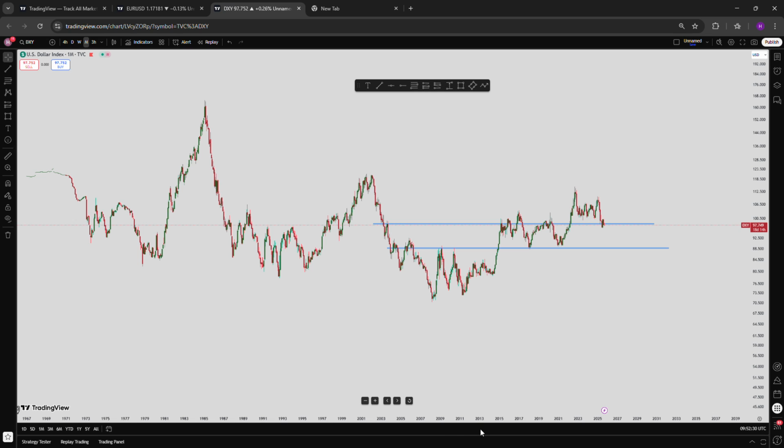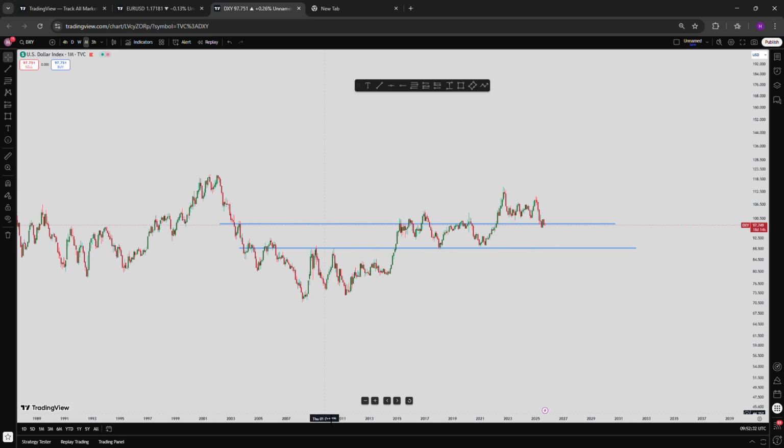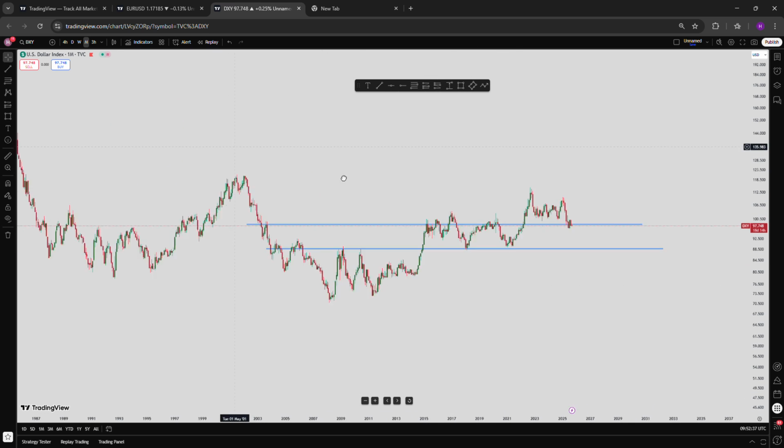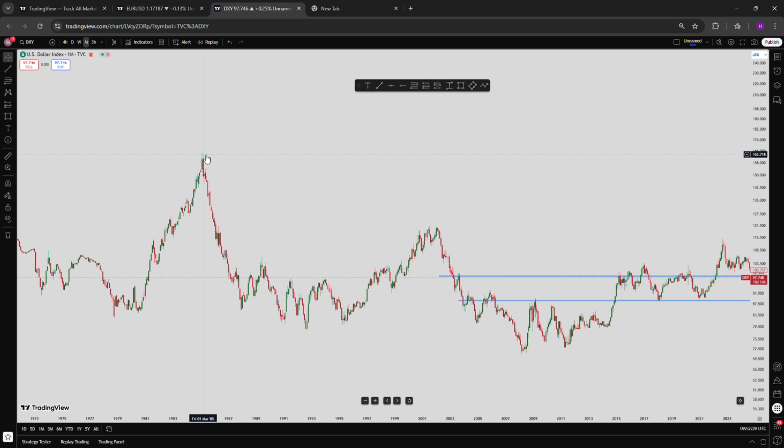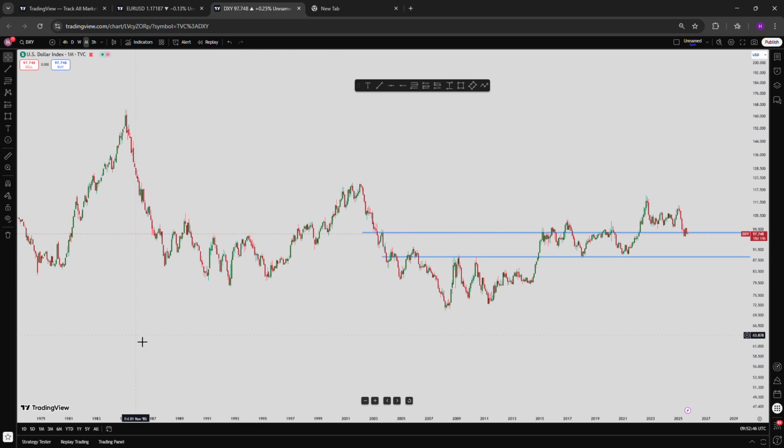What do I mean by wick? This is a wick, right? This is a wick. This is a wick, right? This is the body, and this is a wick. Are we together? Good. So for this market, I want to draw the trend line, and I will target the wick.